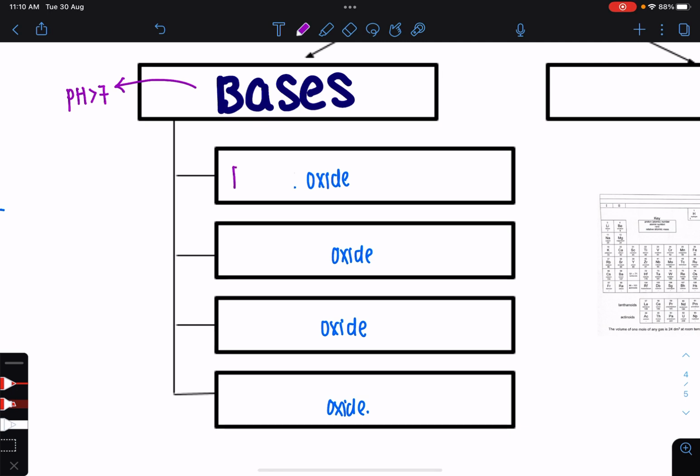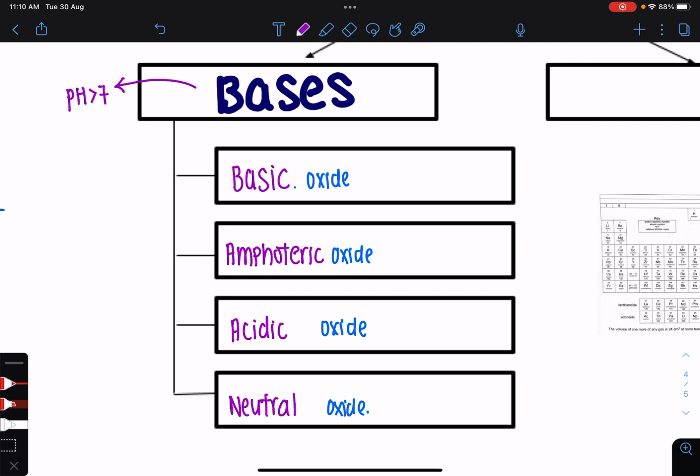So the 4 types of bases are the basic oxide, amphoteric oxide, acidic oxide, and neutral oxide. Okay, so you need to know the 4 types of oxides, and you need to be able to classify oxides into these 4 categories. So how do we do that?